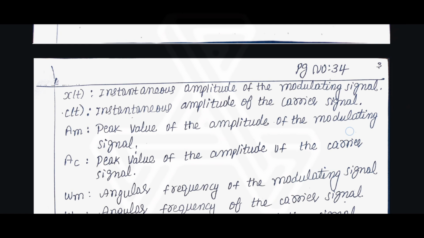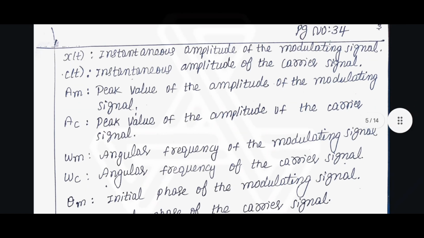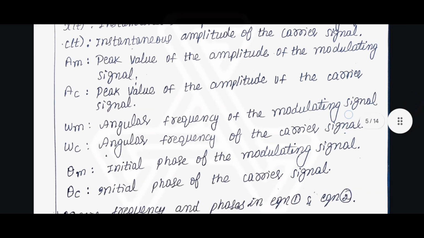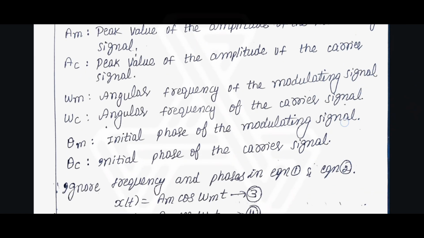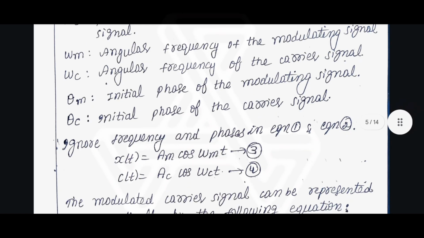Ct is the instantaneous amplitude of the carrier signal. Am is the peak value of the amplitude of the modulating signal. Ac is the peak value of the amplitude of the carrier signal. Wm is the angular frequency of the modulating signal. Wc is the angular frequency of the carrier signal. Theta m is the initial phase of the modulating signal. Theta c is the initial phase of the carrier signal.